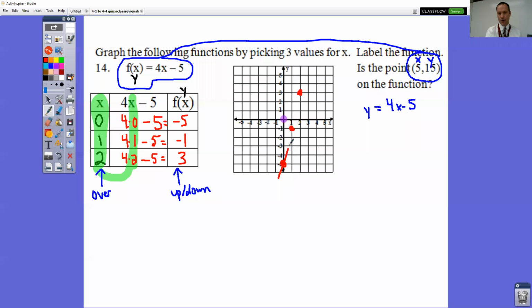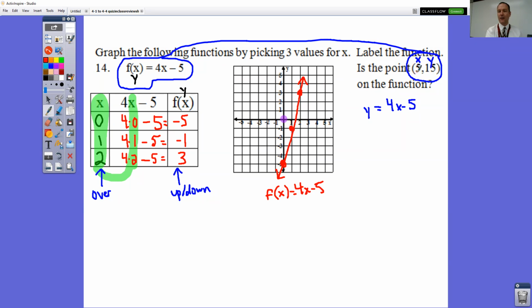They always have to form a straight line. Connect your dots, put arrows on the ends, and you should label your line. For the third part, (5, 15), we want to know, is this point on this line?